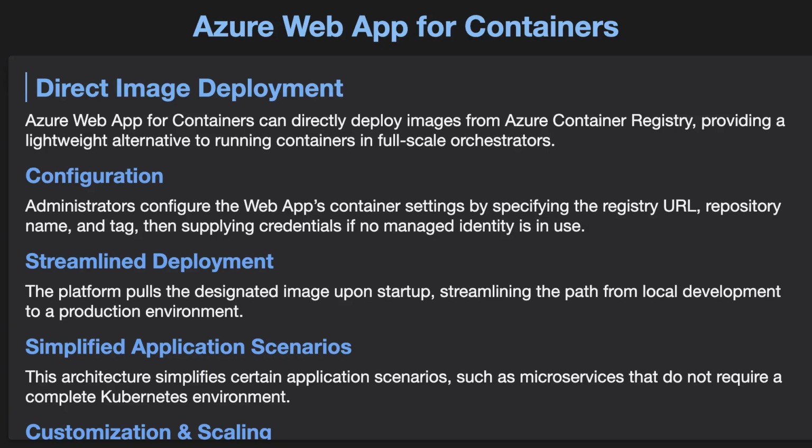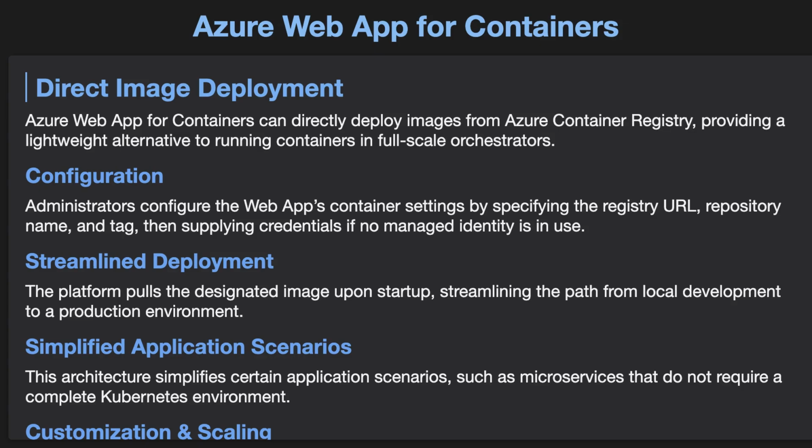Azure Web App for Containers can directly deploy images from Azure Container Registry, providing a lightweight alternative to running containers in full-scale orchestrators. Administrators configure the web app's container settings by specifying the registry URL, repository name, and tag, then supplying credentials if no managed identity is in use.